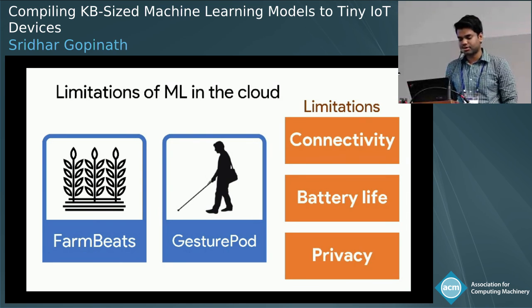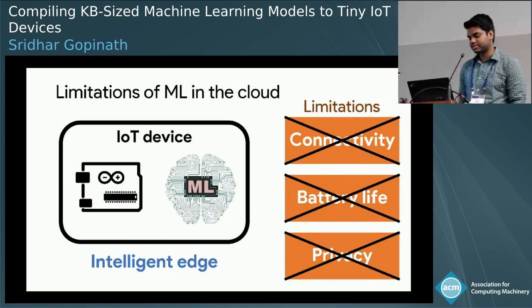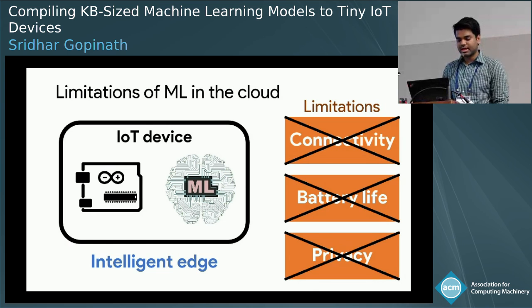So all of these problems have led us to explore a new paradigm where machine learning algorithms are not running on the cloud, but are brought down to the devices and run locally on the device. This system is called the intelligent device. Here, the sensor devices are no longer dumb data-collecting devices, but rather run machine learning algorithms locally on the device and then take actions.